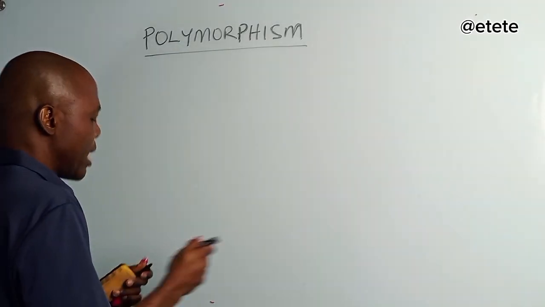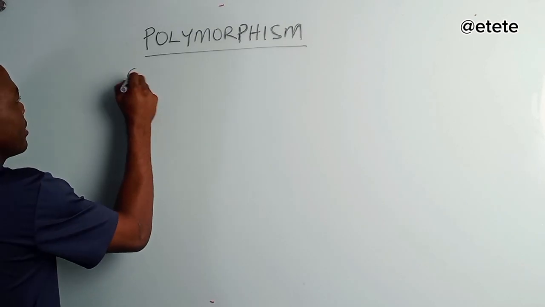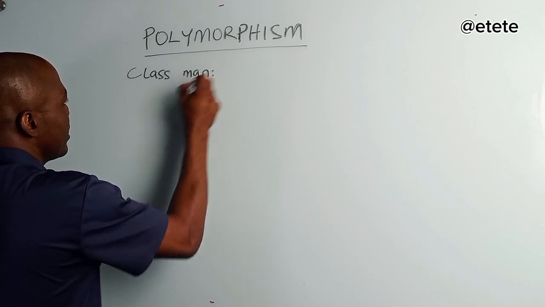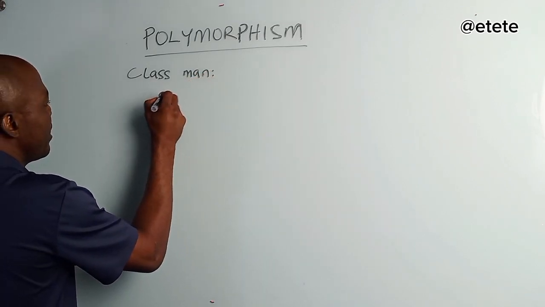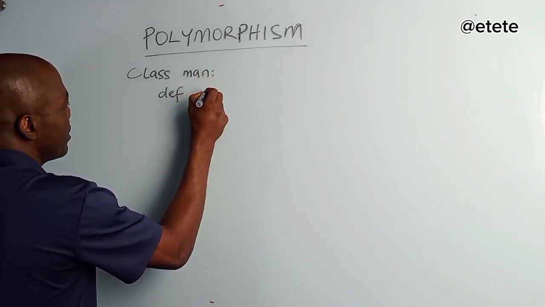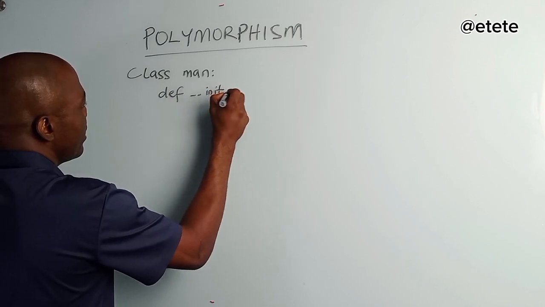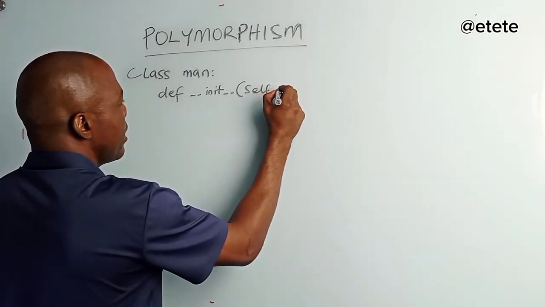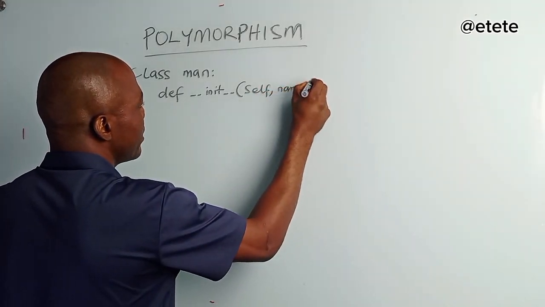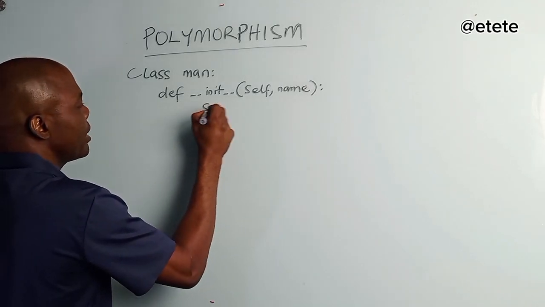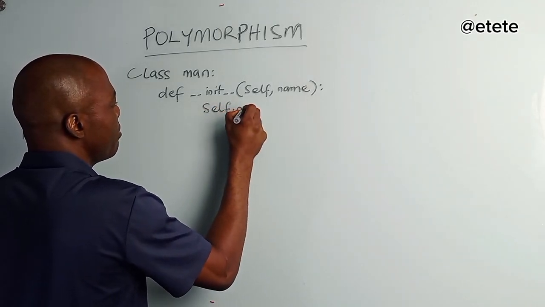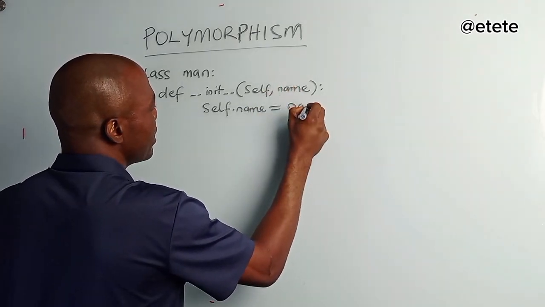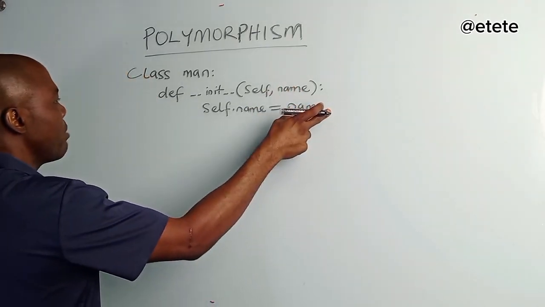So I'm going to write my class without wasting much time. Class man. And then inside it, I'm going to define my init method, with self, which by now you should be used to, and a name. Then I'll say self.name, which is the attribute of self, and I will assign this name to it. So that method is defined.